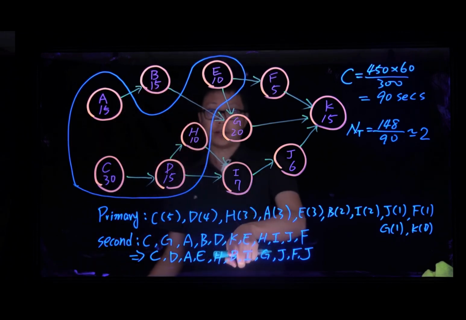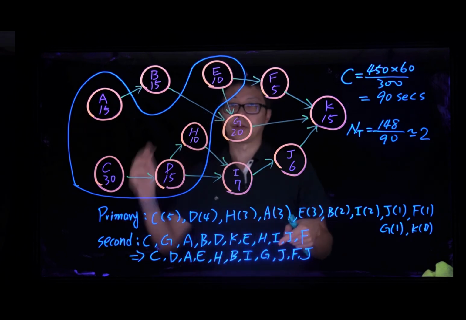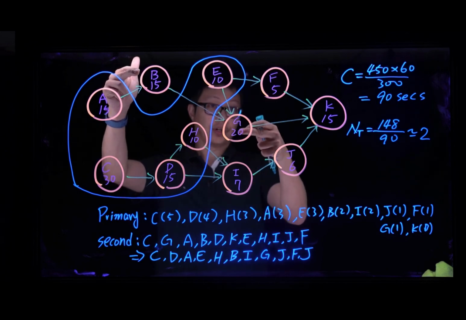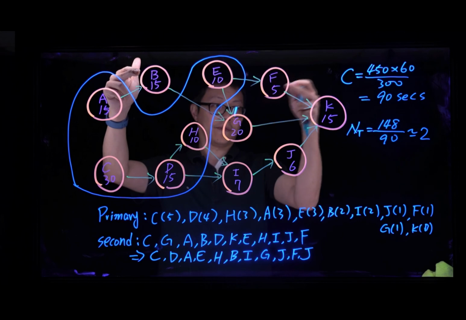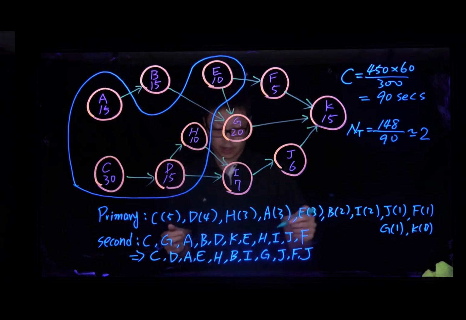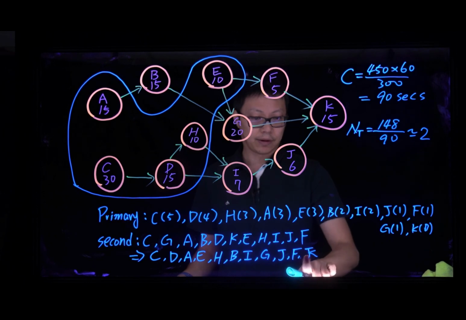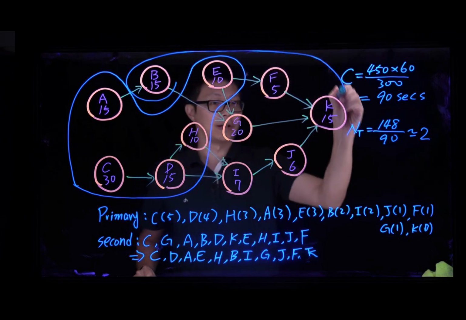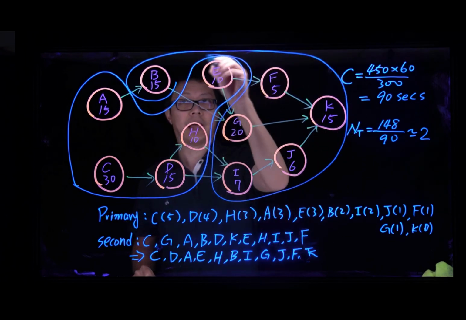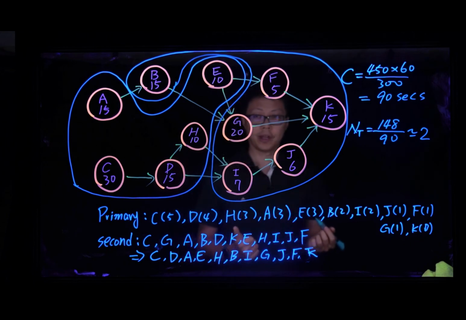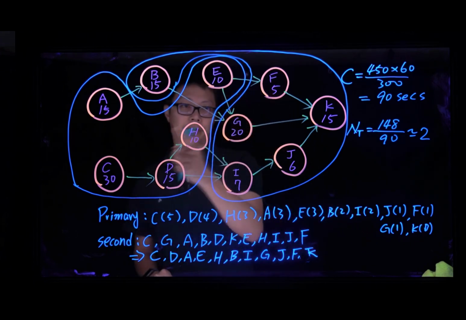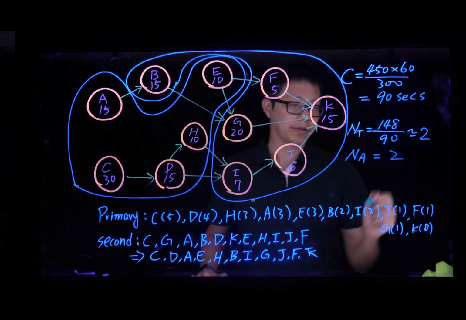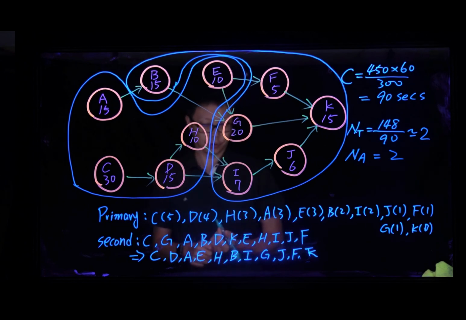Okay. Then the rest will be B, I, G, J, F, K. So we do it one by one. B, 15 plus 7, plus G, plus 6, plus 5, plus 15. And you probably will realize that after all, the sum of those will be less than 90 as well. So I can just select those, and that will be the tasks to be assigned to the second worker. So in this case, you will realize that we actually only need 2 workers. So our actual number of workers is equal to our theoretical number required, which is also 2.